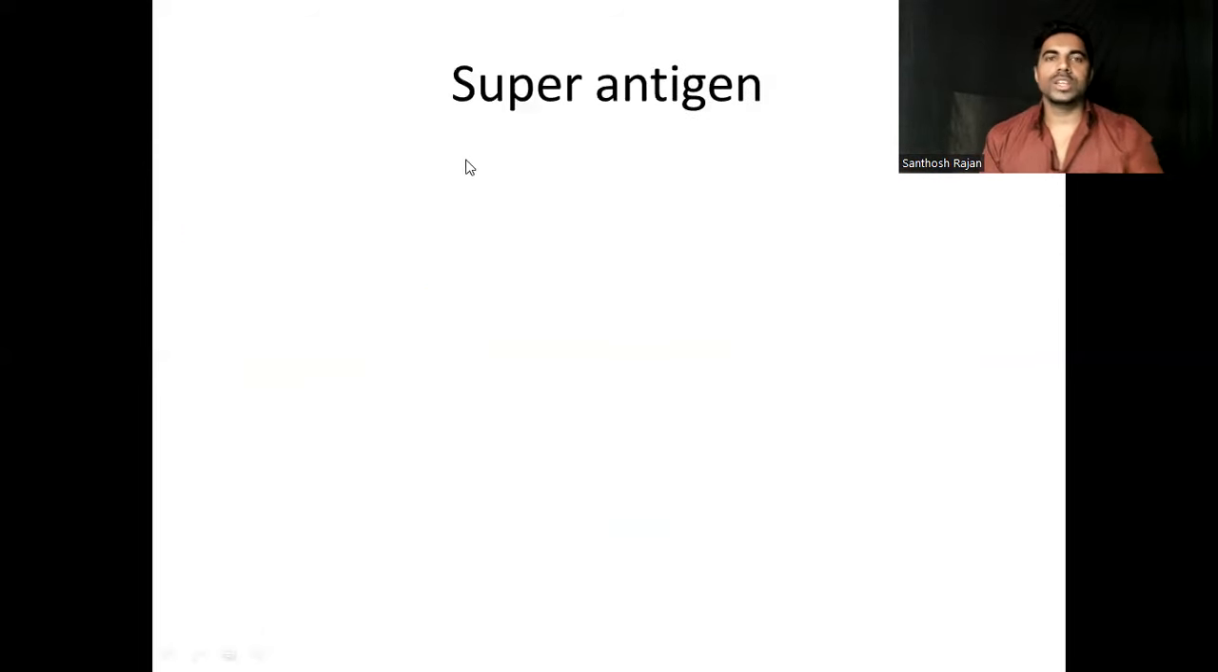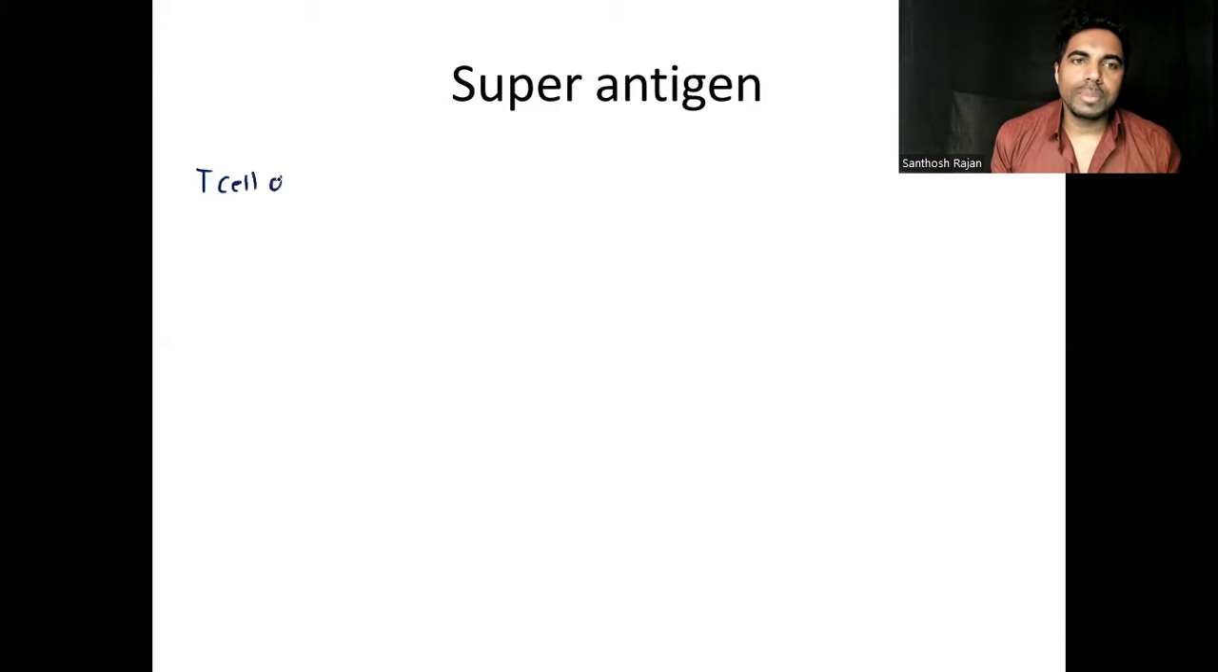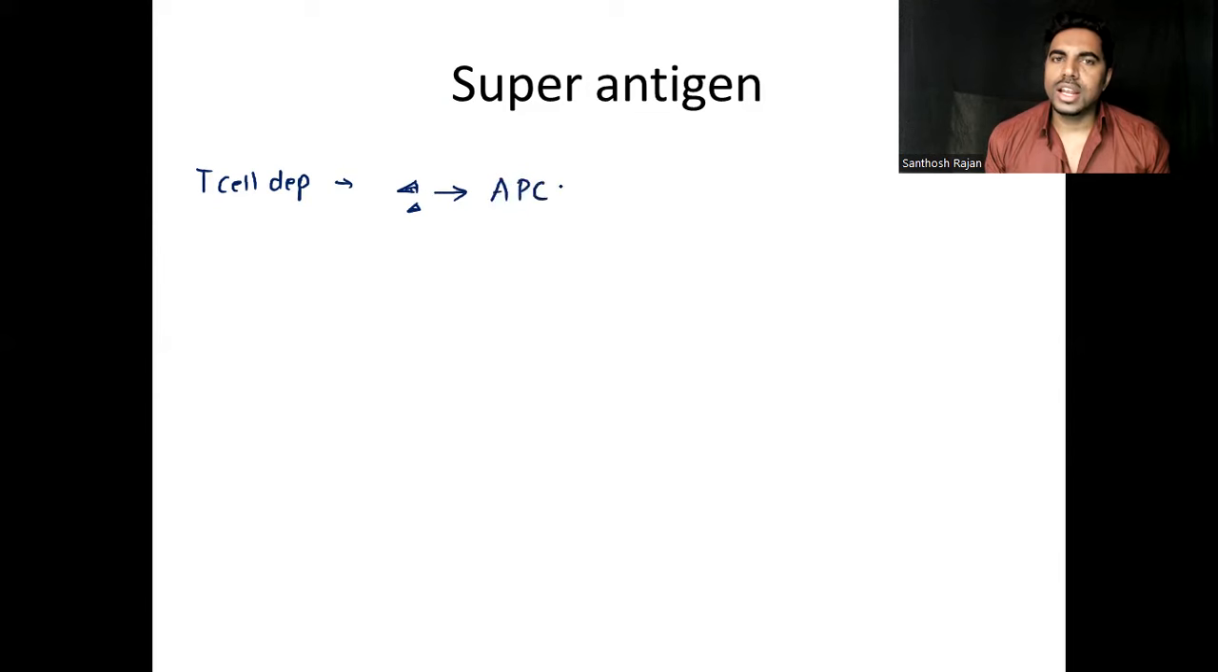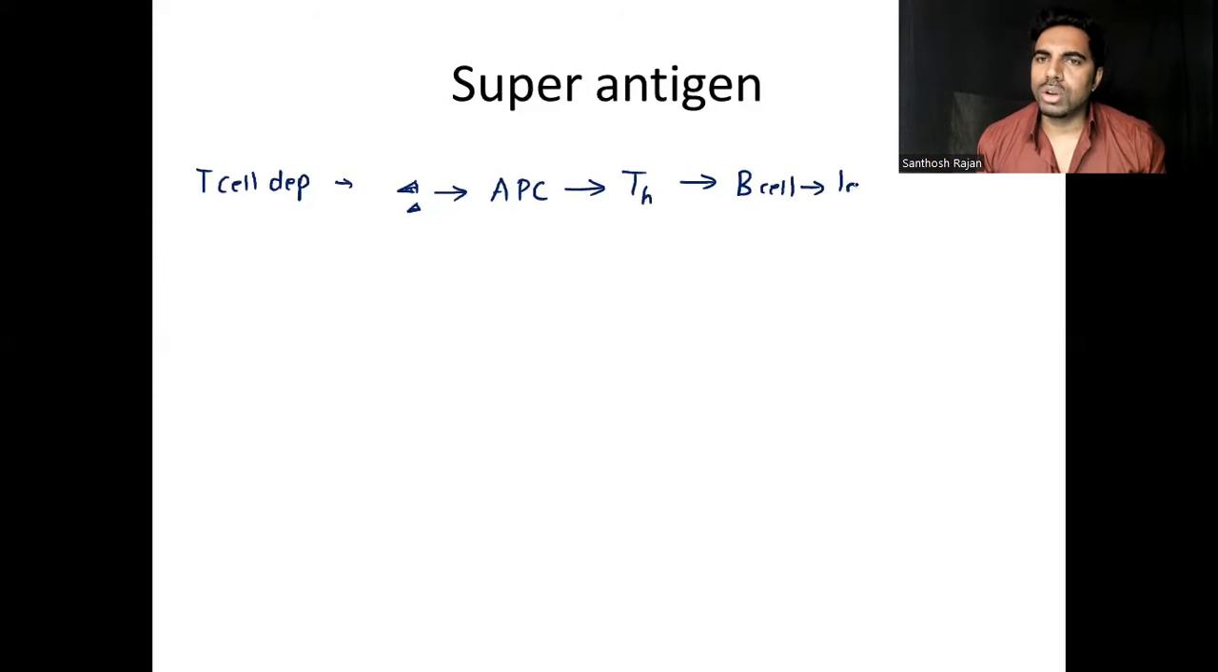Okay, now next, superantigen. When we talk about T cell dependent antigen, normally what happens? Any antigen, when it enters the body, your antigen presenting cell takes it and gives it to which one? Your T helper cells. Then finally, a T cytokine, T helper, T killer, whatever T cell, and then finally it goes to the B cell, and then you will have the immunoglobulin production.